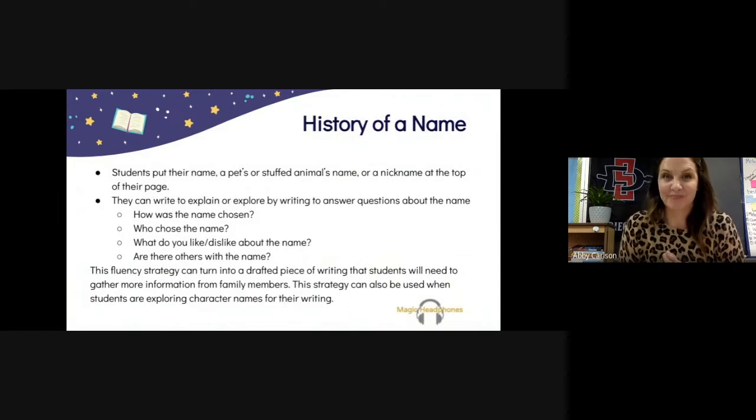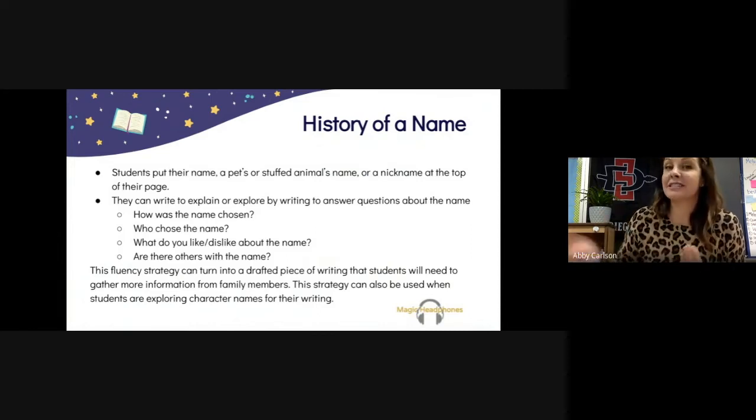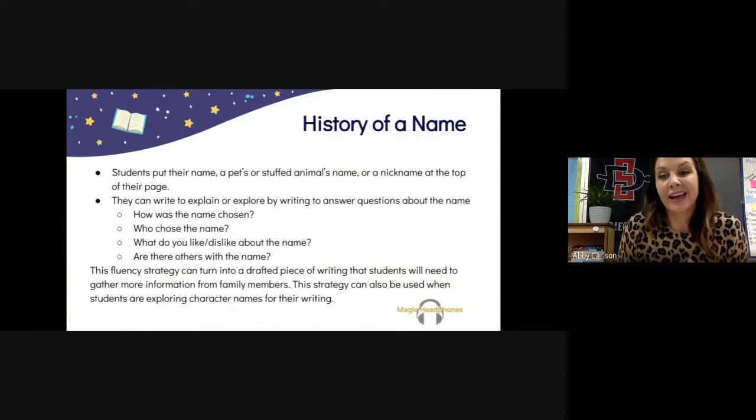History of a name. This is a really special writing fluency activity that can be turned into several different writing activities or into one drafted piece to get to know your students. Now, if you're working with young kids, they can write their name at the top of their page. They can also write the name of their pet or their favorite stuffed animals. They can even write their nickname or last name. They just have to write a name at the top of their page.